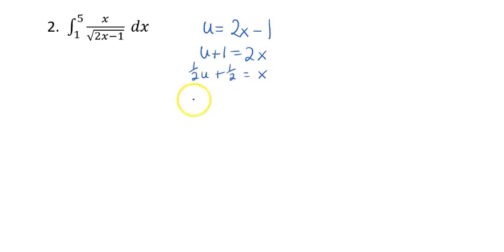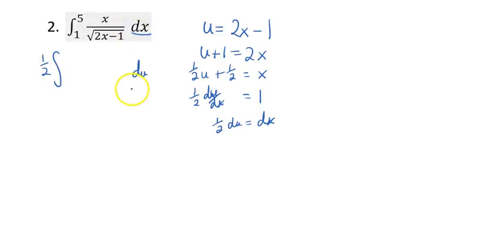and then I'm going to take my derivative. So the derivative of 1/2 u is 1/2 du dx. Derivative of 1/2 is 0. Derivative of x is 1. And so I am going to multiply by the dx. 1/2 du is going to be equal to dx. So I'm going to replace my dx with 1/2 du. So that replaces the dx.